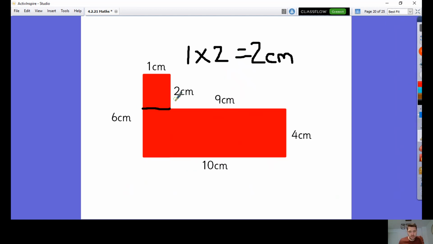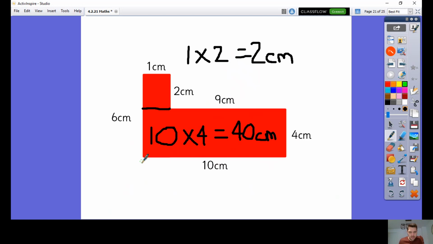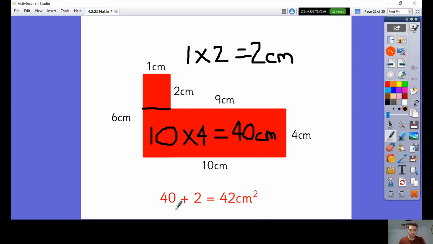So I've got a height of 2 and a width of 1. So this right here is 2 centimeters. Down here, I need all of my width, 10 centimeters, and not this height, because this height tells me all of this length. I don't need all of the length. I just need this much because I'm doing this rectangle. So 10 times 4, which gives me 40. So I had 2 for this shape and 40 for this shape. So overall, I've got 40 plus 2. So 42 centimeters squared.